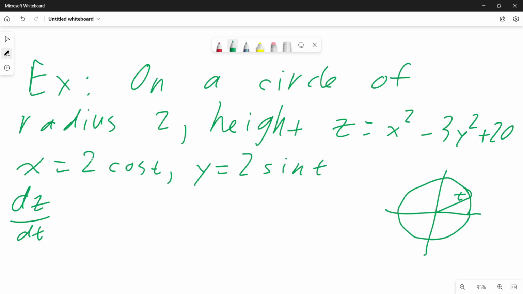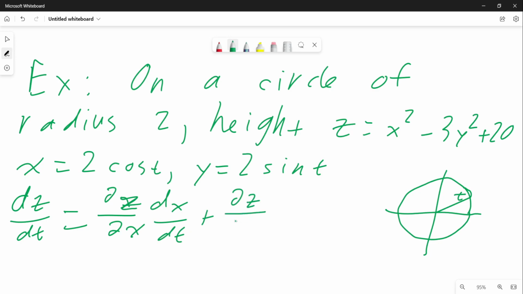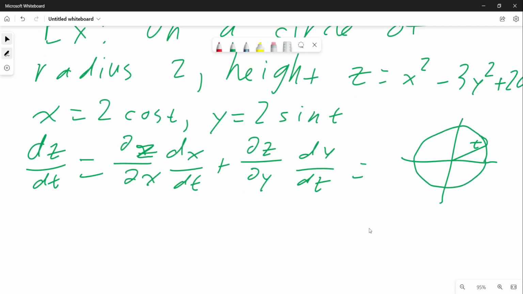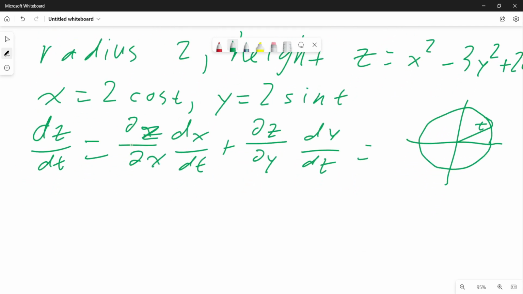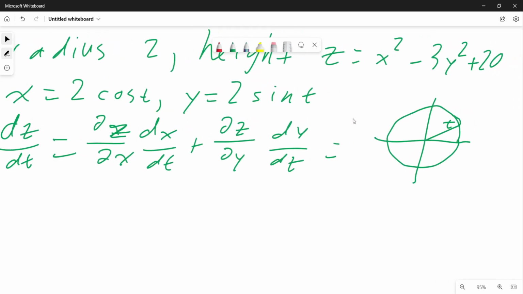So dz over dt, we will want to do del z over del x times dx dt plus del z over del y times dy dt. Well, that's pretty straightforward, I hope. Oh, went off the screen there. Let me pull this back. There we go.